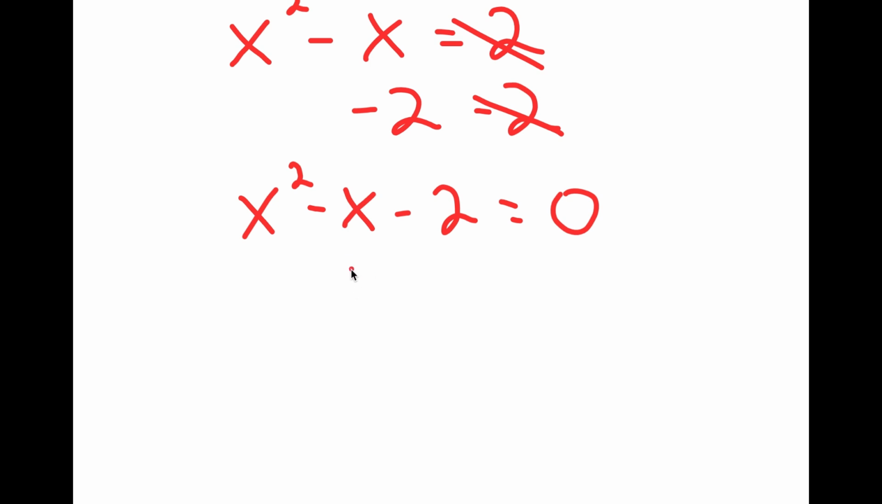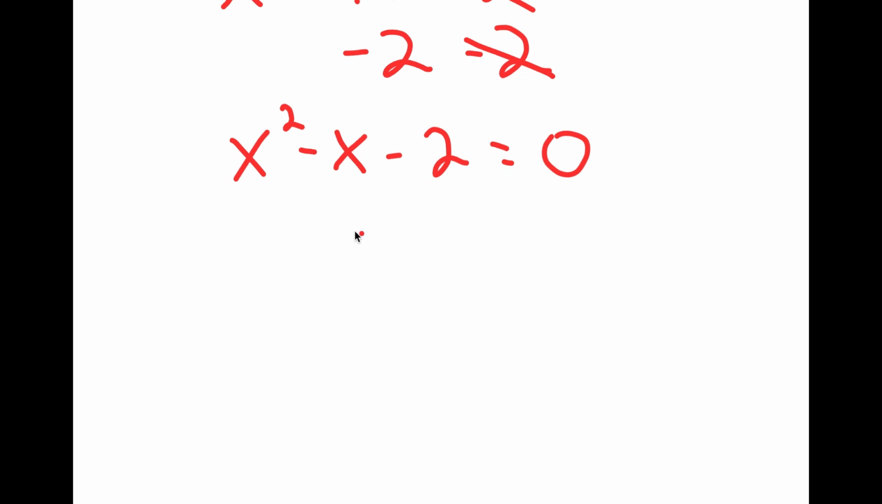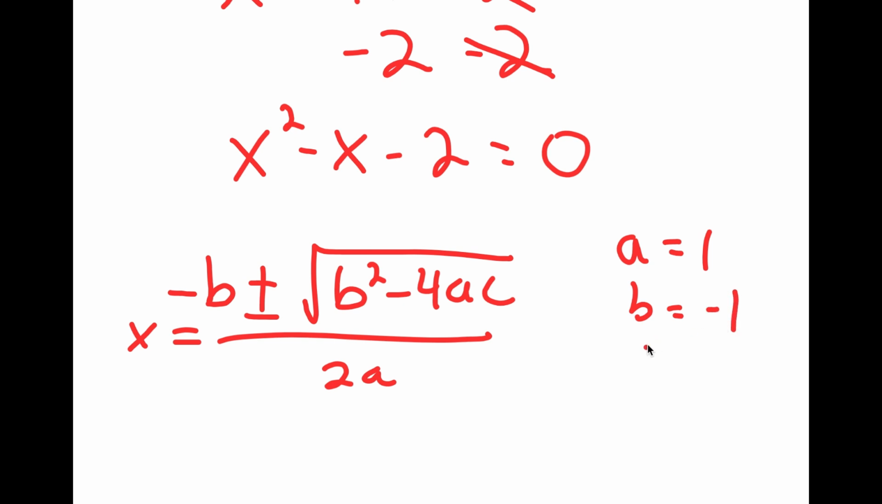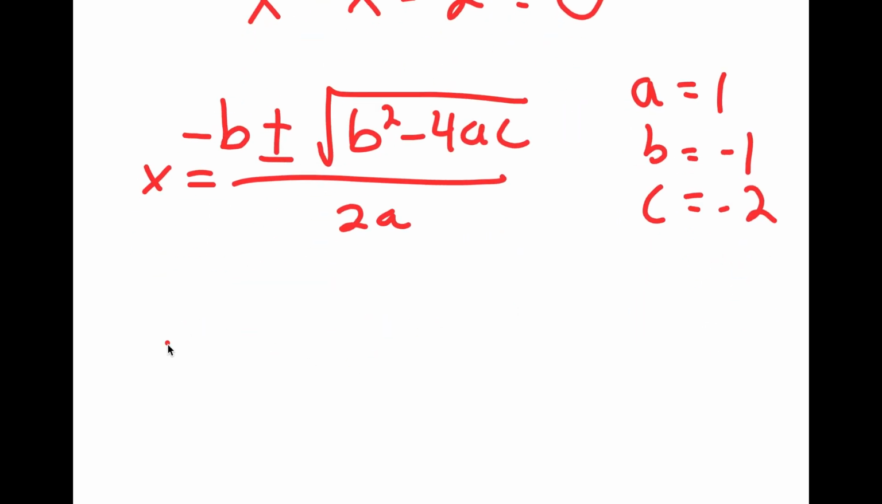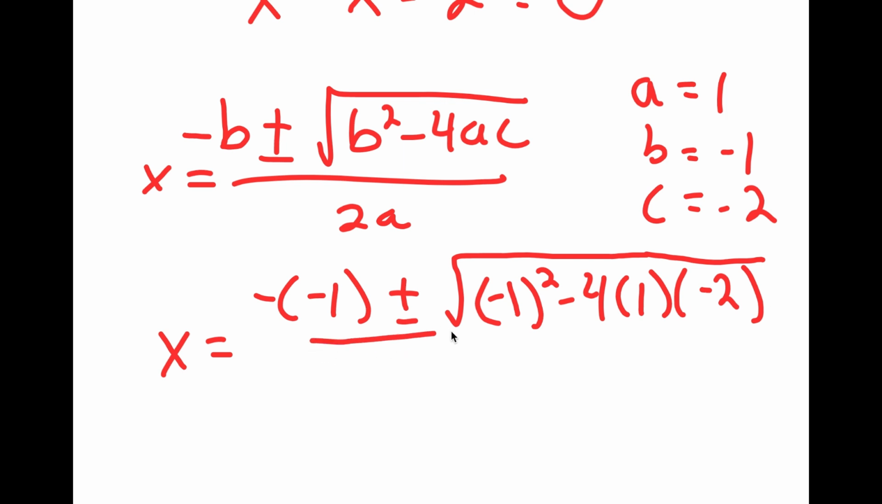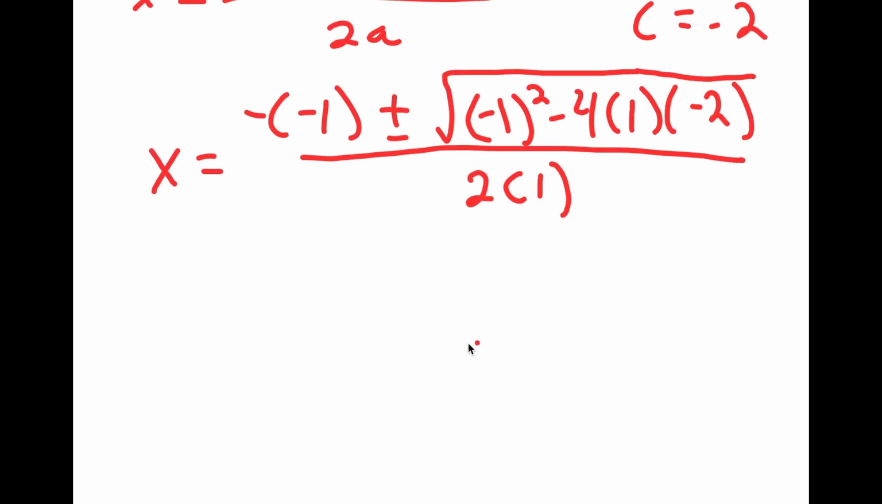Now, because this is a quadratic equation, I can use the quadratic formula to solve this. So the quadratic formula is negative b plus or minus the square root of b squared minus 4ac all over 2a. And x is equal to this. So in this case, a is 1, b is negative 1, and c is negative 2. So I get x is equal to negative of negative 1 plus or minus the square root of negative 1 squared minus 4 times a, which is 1, times c, which is negative 2. And I have this all over 2a, so 2 times 1.